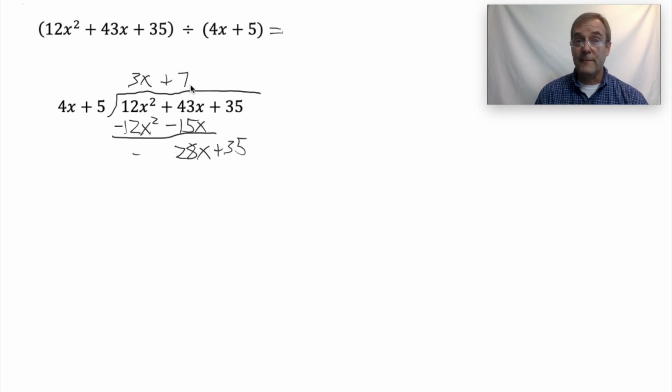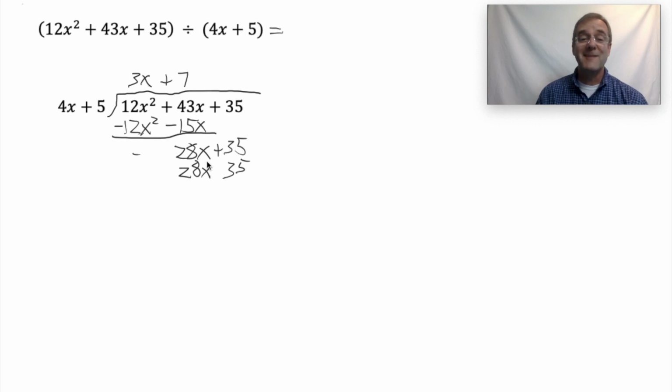So 3x plus 7 is our quotient, but is it complete? Does it take care of everything? We're going to take that 7, multiply it down into the 4x plus 5, and see if it gives us enough to get rid of all of this. 7 times 4x is 28x, and 7 times 5 is 35. This is looking like a pretty good match.